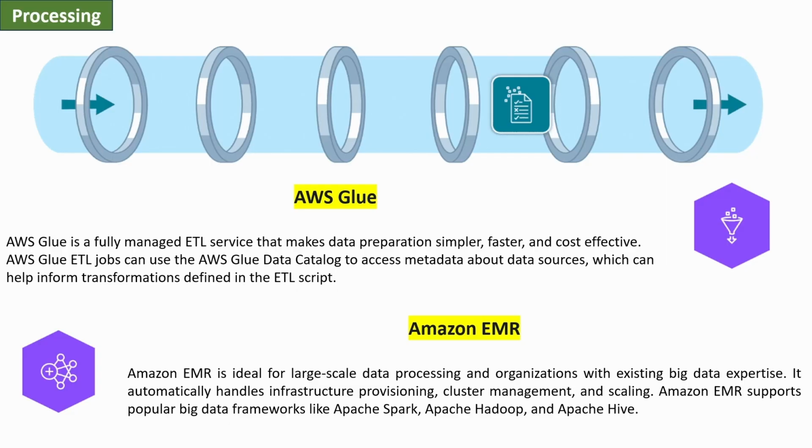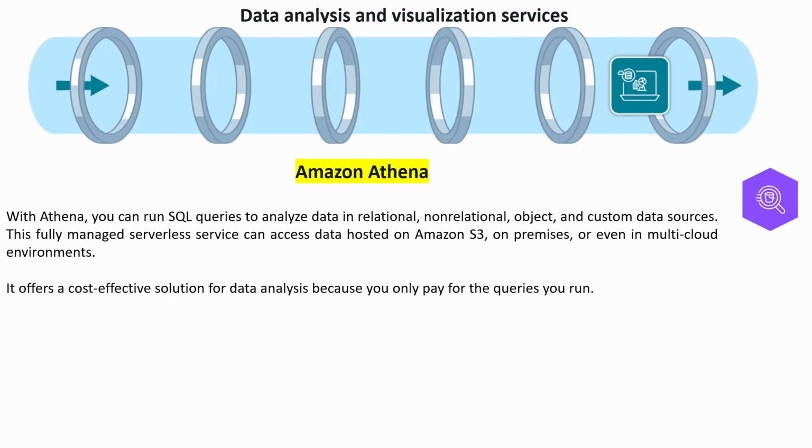Once data pipelines are ready, your team can query it using Athena, which is serverless and super fast, or visualize it in QuickSight, to build those fancy dashboards. If we talk about Athena, with Athena you can run SQL queries to analyze data in relational, non-relational, object and custom data sources. This is a fully managed serverless service that can access data hosted on Amazon S3, on-premise, or even in multi-cloud environments. It offers a cost-effective solution for data analysis because you only pay for the queries you actually run. Next one is Amazon QuickSight.